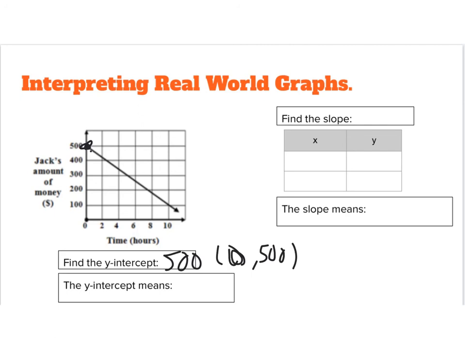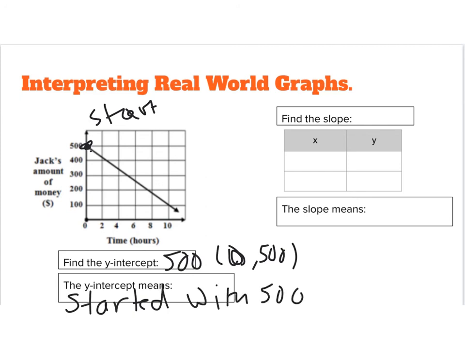And we've talked about the different ways of writing that. But what does it mean? And anytime we have a y-intercept in a one quadrant graph, that's where our starting point is. So in this case, it means that I started, or here Jack started with $500 in his account.